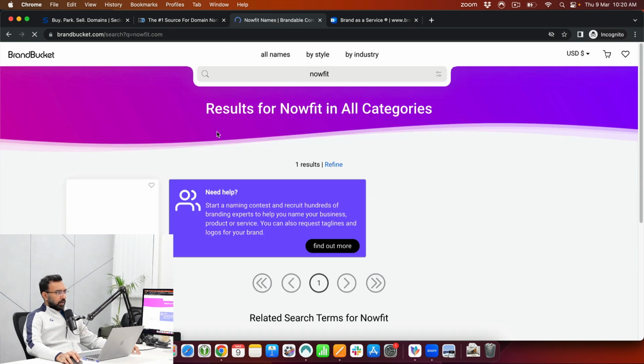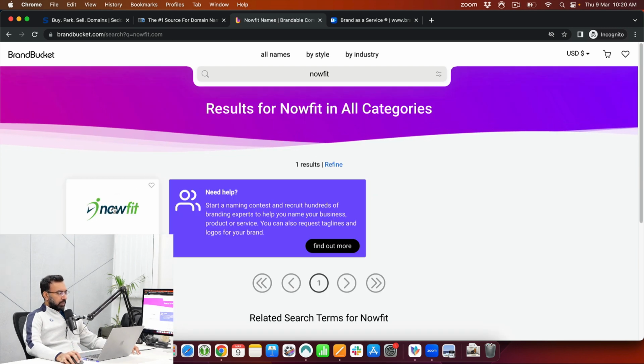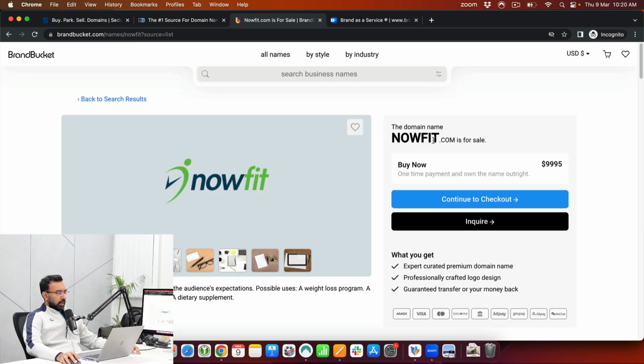And nowfit.com I have listed on Brandbucket for sale for $10,000. And I bought it as a premium name for around $5,000. So if somebody wants to build a fitness company and they want to call it NowFit, then they could buy this name. Or I might start a fitness company in the future.